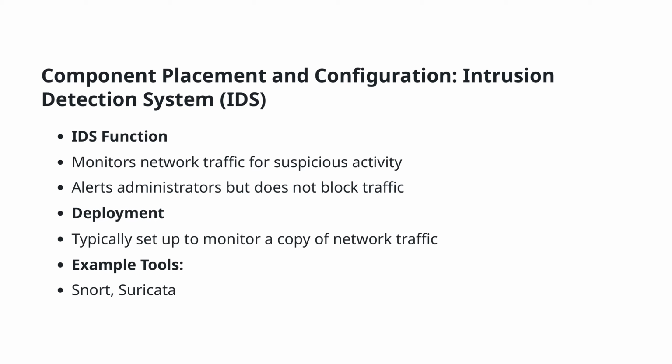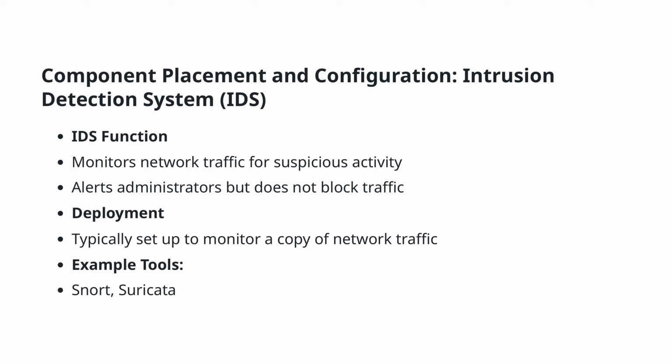An intrusion detection system, or IDS, serves a crucial role in network security. Its primary function is to monitor network traffic for suspicious activities. Unlike an IPS, an IDS simply alerts administrators to potentially malicious actions and does not block traffic. When deploying an IDS, it is typically set up to monitor a mirrored copy of the network traffic, allowing it to analyze data without impacting the flow of network communications.